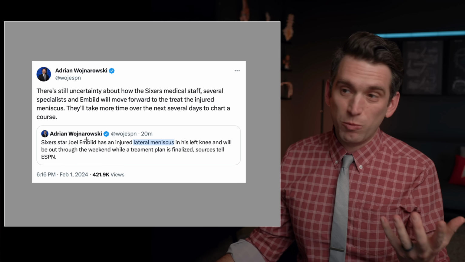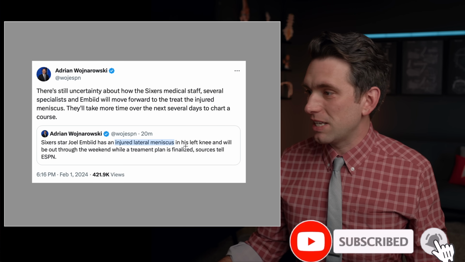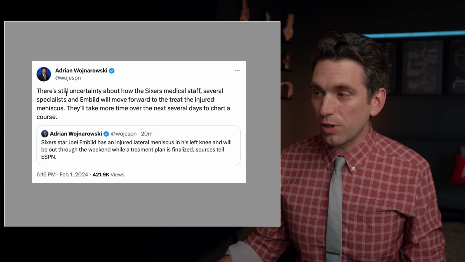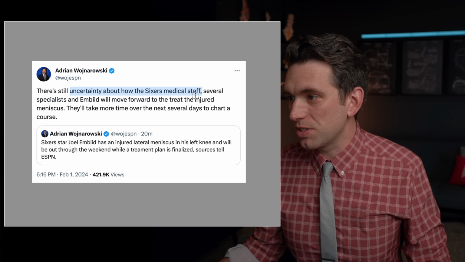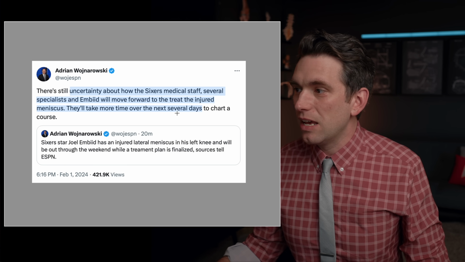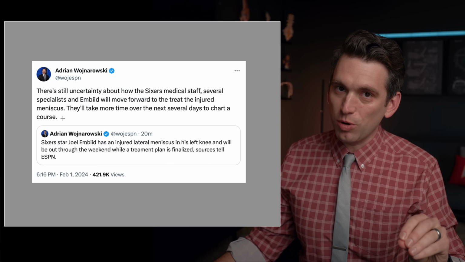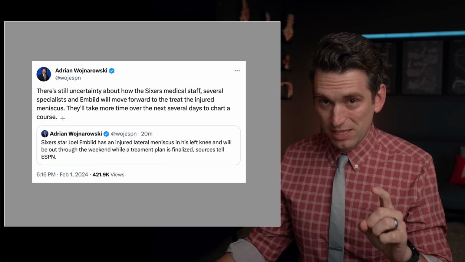Here's the tweet from Woj saying that Embiid has been diagnosed with an injured lateral meniscus in his left knee, will be out through the weekend while a treatment plan is finalized, and then further went on to clarify that there's a lot of uncertainty about how the medical staff, outside specialists, and Embiid are going to move forward with what they do. This is all really, really important, as we'll talk about with some of the minutia with how we handle and manage meniscus tears.